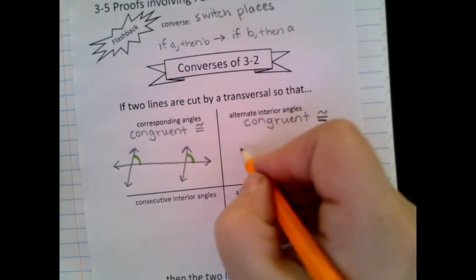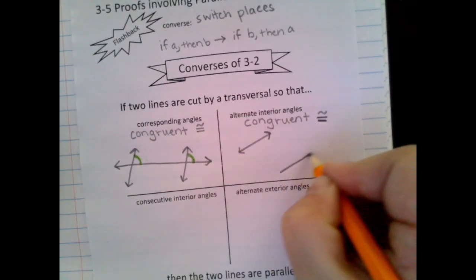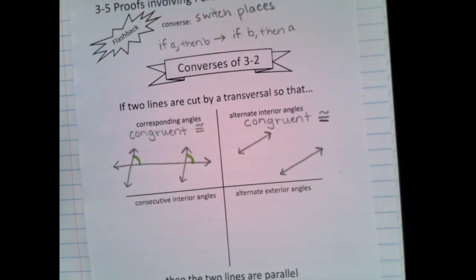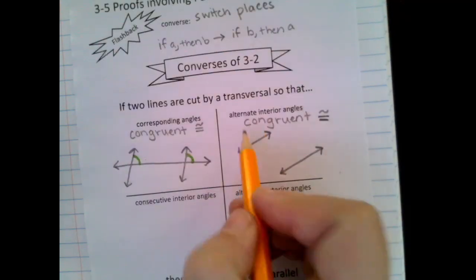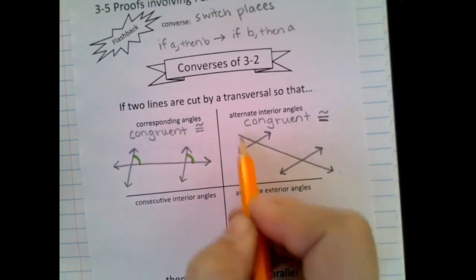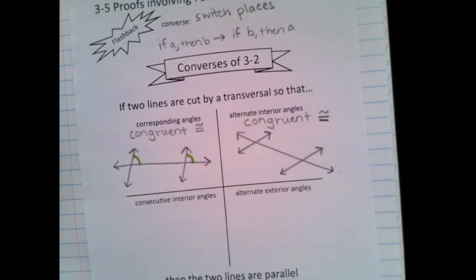Okay, so I have 2 lines here that maybe look parallel, but I don't know that they are parallel for sure. They look like they might not ever intersect. I have a transversal, so 2 lines cut by a transversal. I have a line going through them. And this time I'm looking at alternate interior angles. So I need inside angles.